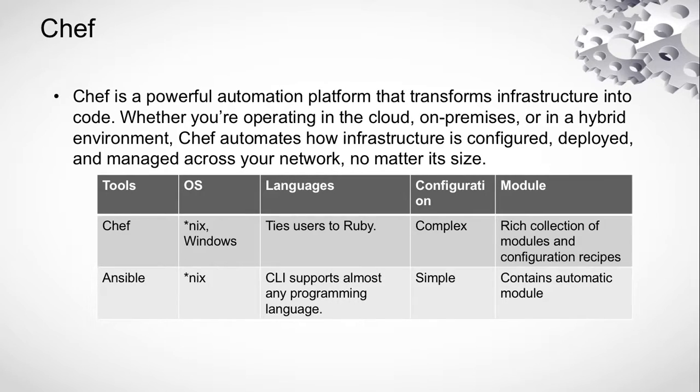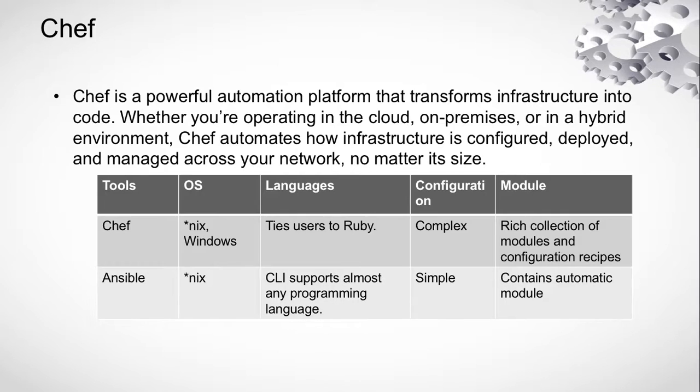The second one is Chef. Chef is a powerful automation platform that transforms infrastructure into code. Whether you are operating in the cloud, on premises, or in a hybrid environment, Chef automates how infrastructure is configured, deployed, and managed across your network, no matter its size.